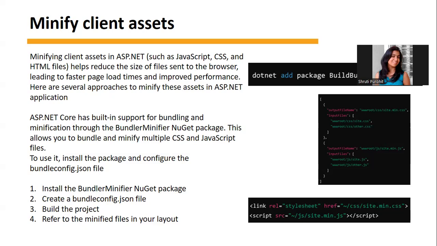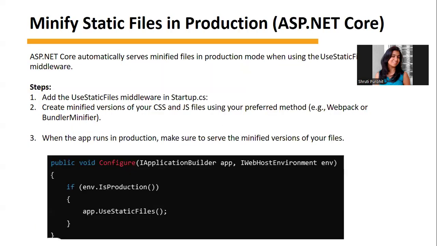If you can see in this example, we just added this package and then we are configuring it in a JSON file, and instead of using the normal site.css, we are using the minified version, site.min.css. So it will reduce the size. Let's go ahead: minify static files in production. ASP.NET Core automatically serves the minified files in production mode when using the UseStaticFiles middleware.